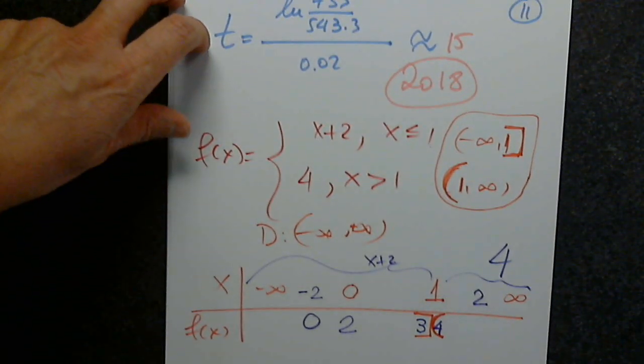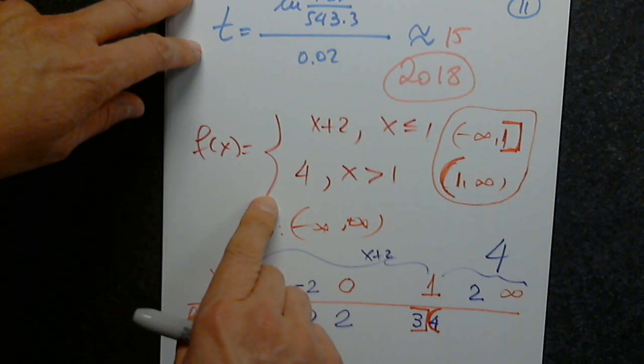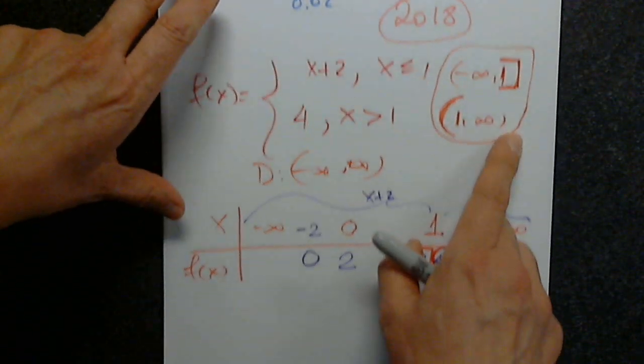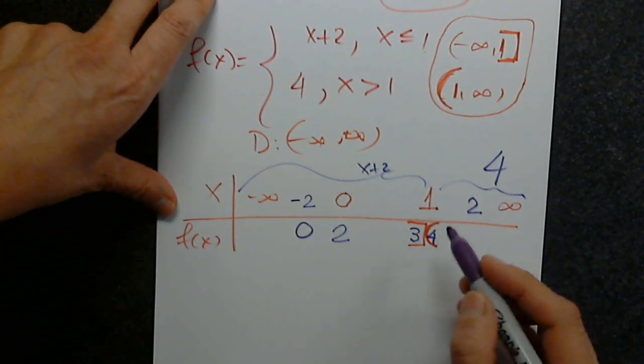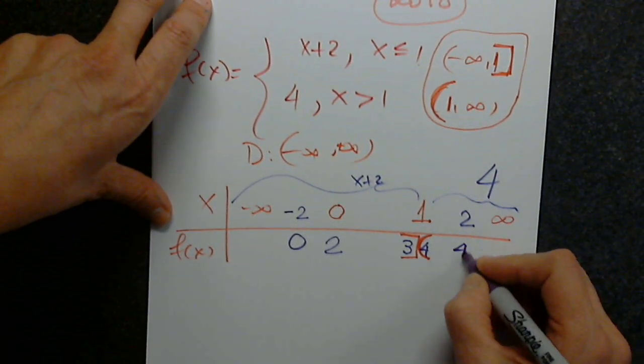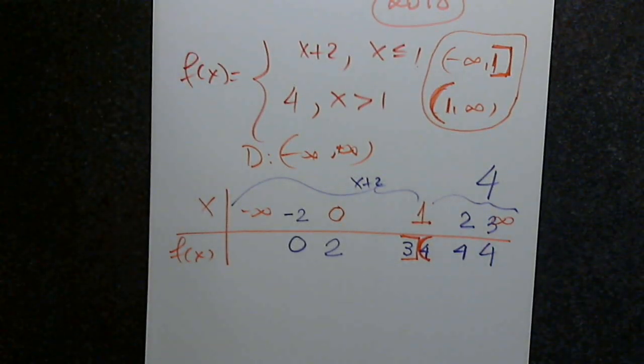So let's read the function. The function is 4 for any x between 1 and infinity. Okay. So when we plug in 1, what do we get? 4. When we plug in 2, what do we get? Very good. When we plug in 3, what do we get? That's it. There is no x in there in which anything changes, right?